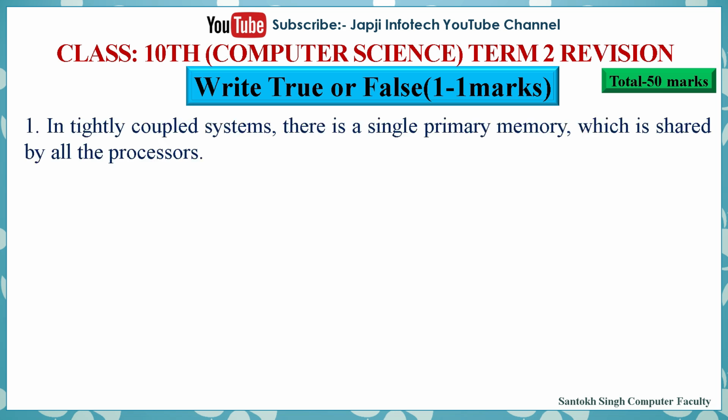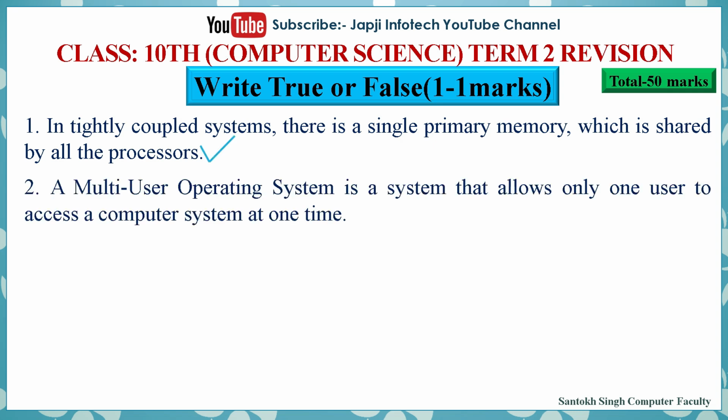In tightly coupled system there is a single primary memory which is shared by all the processors. True. Second one is a multi-user operating system is a system that allows only one user to access a computer system at one time. Wrong.